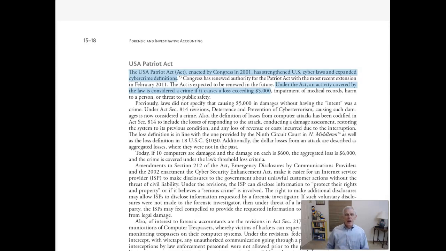Here it is. I did want to point out that the U.S. Patriot Act, enacted by Congress in 2001, strengthened the U.S. cyber laws and expanded cybercrime definitions. Also under the Act, an activity covered by the law is considered a crime if it causes a loss exceeding $5,000. It could be considered a crime under state law, or you can find other federal statutes, but to be considered a crime under this Patriot Act, it's a $5,000 amount that you have to exceed.